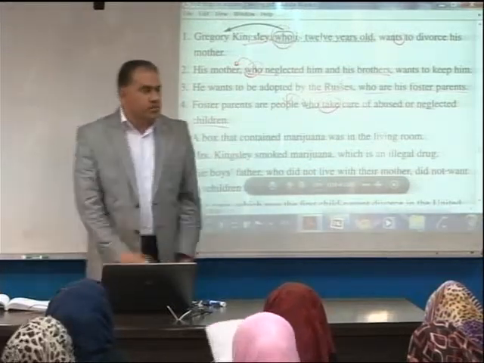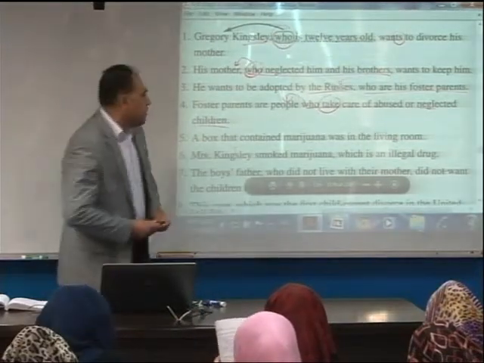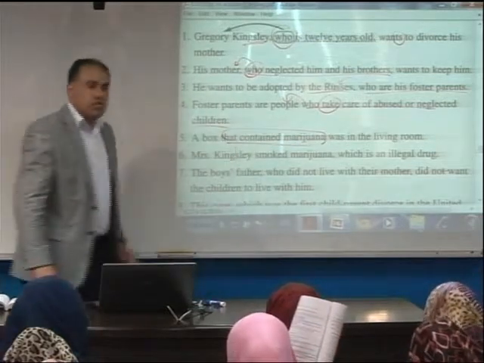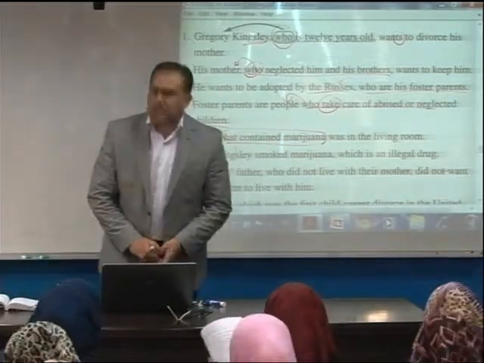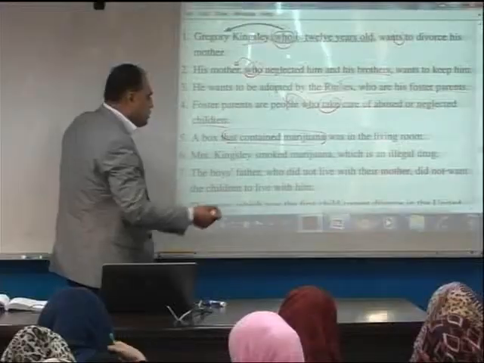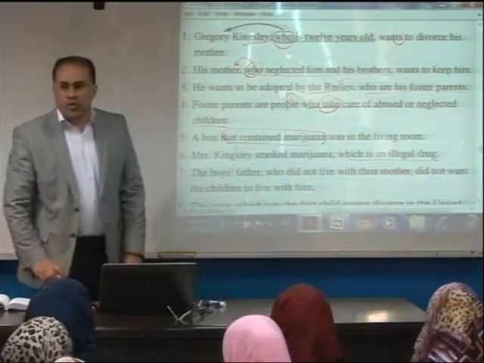Okay? A box that contained marijuana was in the living room. Okay. That contained marijuana is the adjective clause. Number 6. Mr. Kingsley smoked marijuana, which is an illegal drug. Okay, which is an illegal drug is the adjective clause beginning with which.